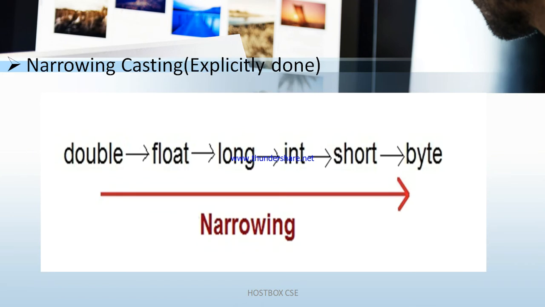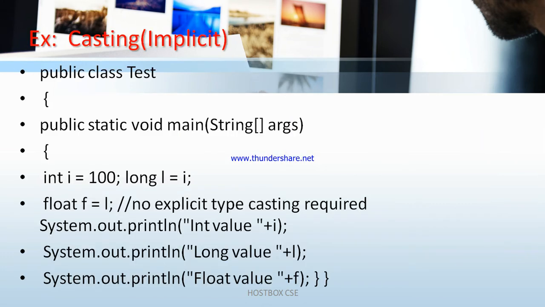Next one, explicit, which I just now told you, is conversion of a higher data type into a lower data type. As you know, double is the highest data type, with the highest bits, like 64. This one has 16 and so on. At last byte has 8-bit only. So this is called narrowing casting or explicit casting, converting the higher data type into the lower data type. Let's take an example, first one, implicit.